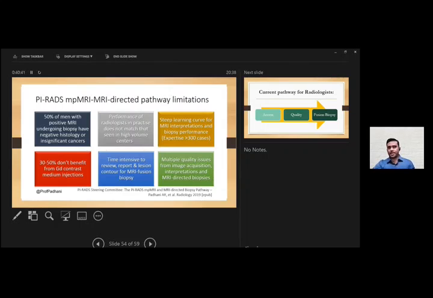Also, it is said that 30 to 50% of patients who get gadolinium contrast are not benefited. There is also the problem of gadolinium deposition in the brain, which is now becoming important and a significant detriment to giving contrast. Also, PIRADS is time intensive to report, and it is difficult to plan an MR fusion biopsy.